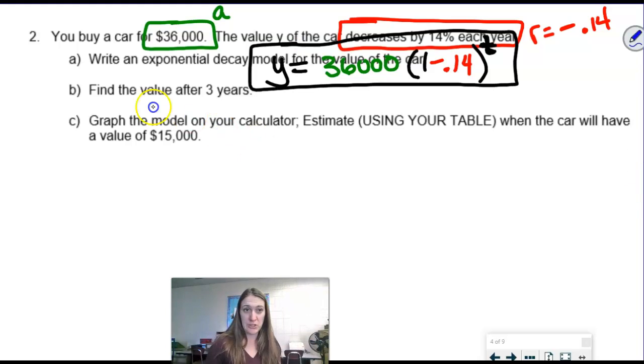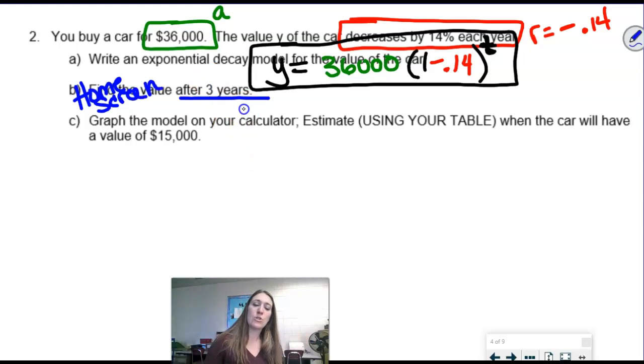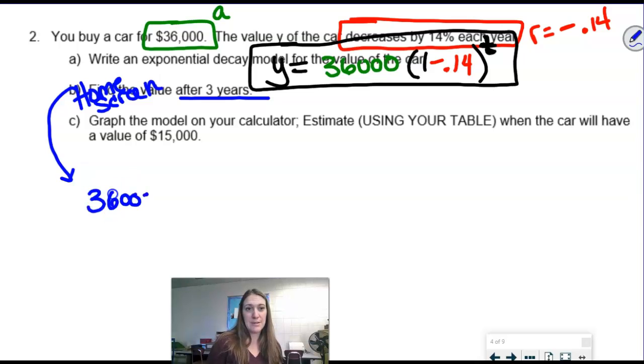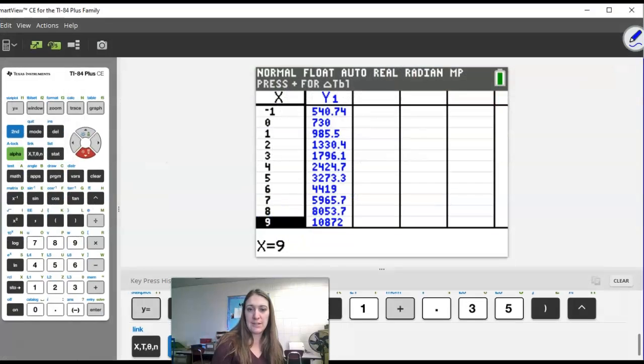Now the second question says find the value after 3 years. Here, because you know time, that means you can do this work in the home screen. Because literally all you need to do for me is plug in a time of 3 years. So in the home screen, which I'm going to write down here, my work, I'm going to type in the model, but I'm going to plug in a 3. So I'm going to type 36,000, 1 minus 0.14, not even going to simplify it, and then to the third power. Now with this being money, let's round appropriately. Let's give it to the nearest cent.